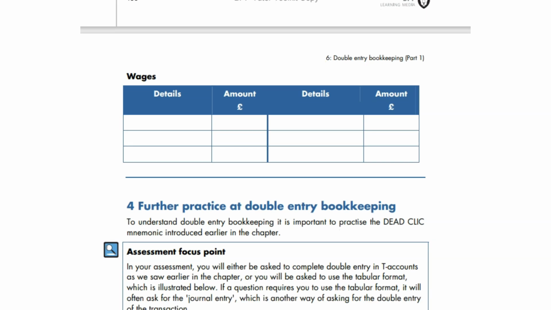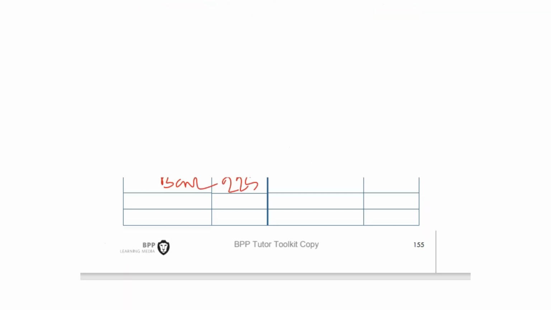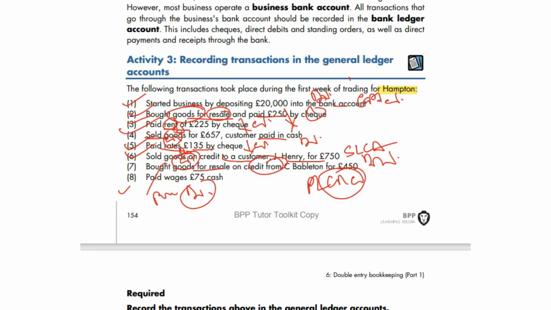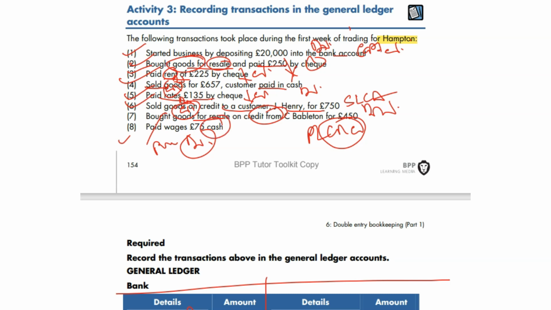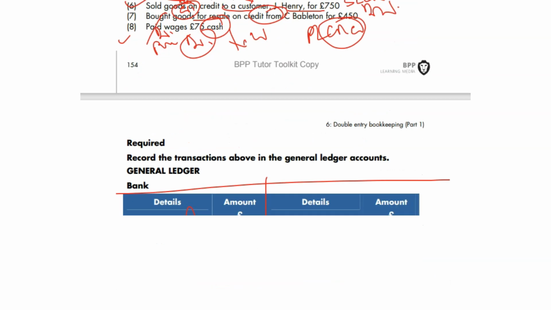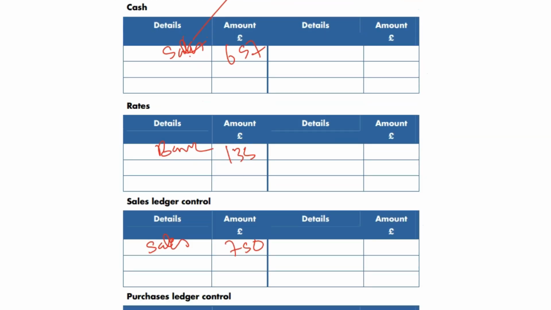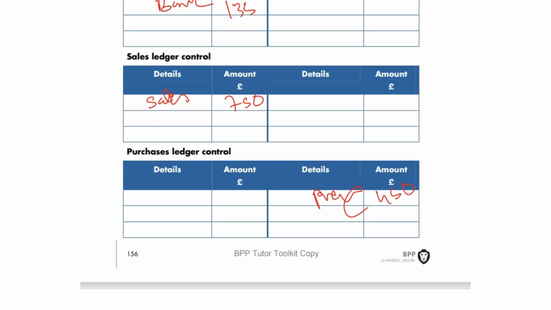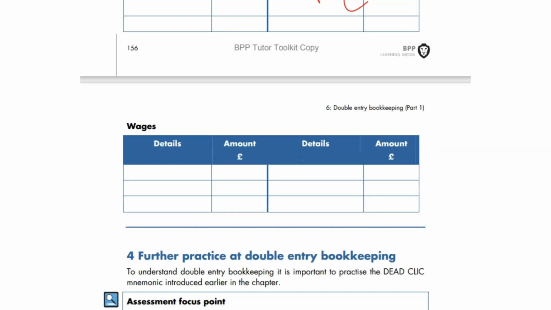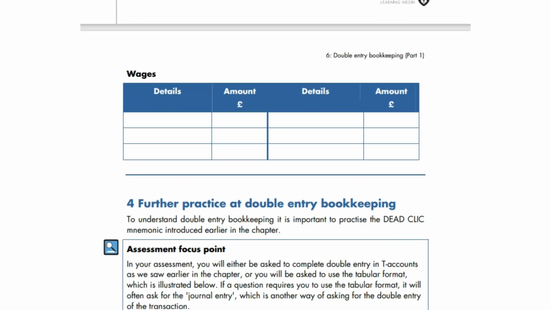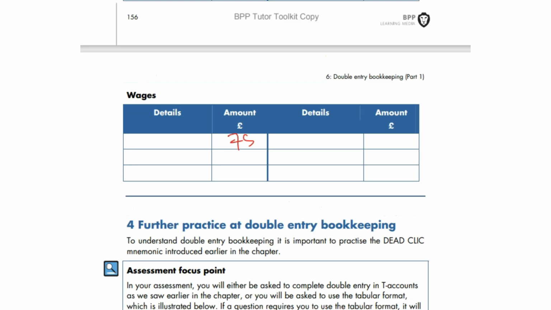Okay, I think we have only one left, wages. Maybe we paid cash or bank. We need to see it. Wages paid cash. So wages is a debit account. Wages debit. Cash going down, cash credit. Yep. 75, remember. So cash 75. And cash credit and wages debit. In the detail you write cash.